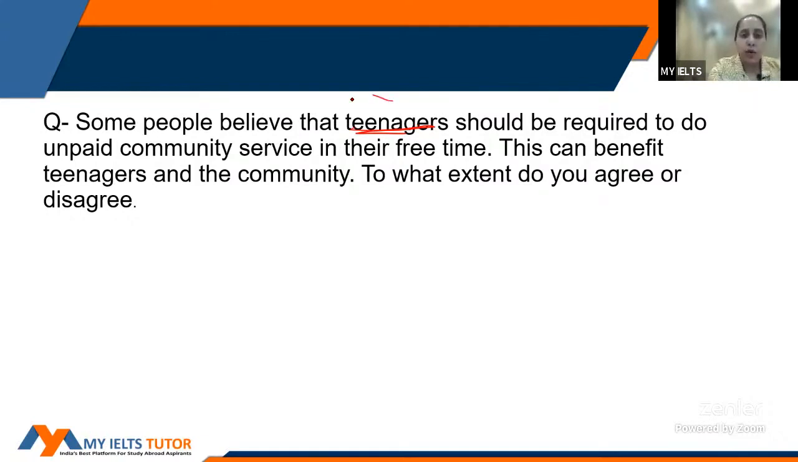Okay, so they are talking about teenagers. It's a specific word in the question. Now, when I use a synonym for this word, I have to be very clear and very specific that I'm talking about teenagers, not children, not people, only teenagers. And the other specific word is unpaid community service. That is voluntary work. So I have to be very clear that I am talking about voluntary work or free community service, or voluntary work for society. Right. In their free time means they're talking about their leisure time. So these are some specific words of the question which I need to write thoughtfully and mindfully while rephrasing.